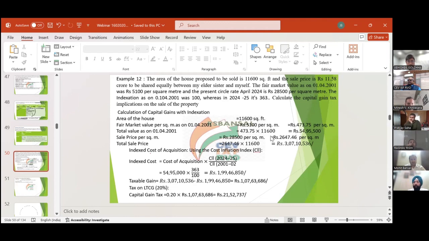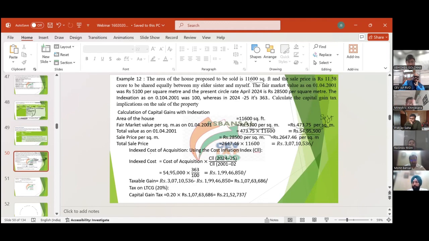So simply you calculate the fair market value, 5,100 per square meter. But this is in square feet, so you have to convert this rate into square feet also. 5,100 per square meter, so the rate comes out to be 473.75 per square feet. So you calculate the total value.